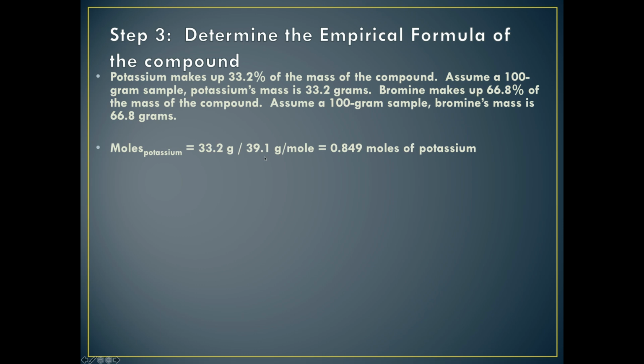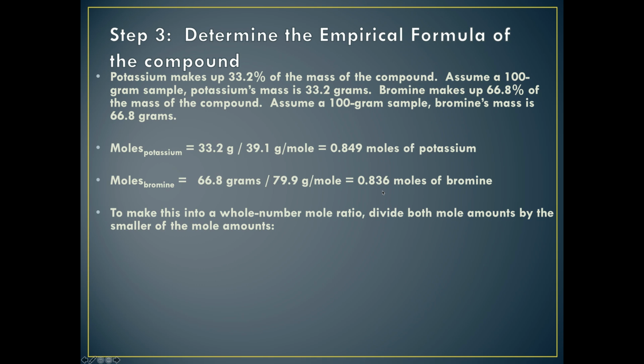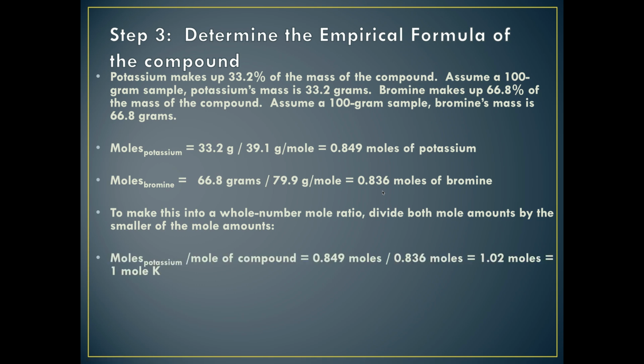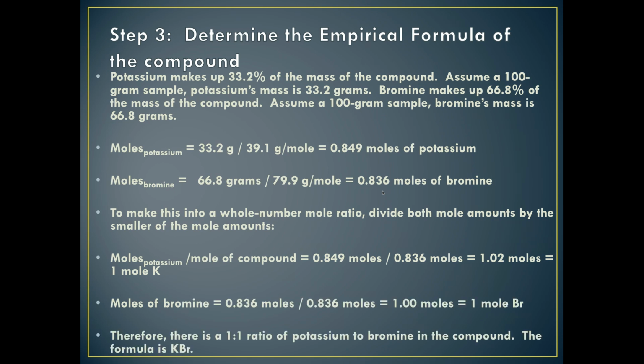And we divide it by the atomic mass of potassium, and this gives us the number of moles of potassium. To find the moles of bromine, we simply take the mass of bromine and divide it by the formula mass of bromine, and that will give us the moles of bromine. And that gives us a mole ratio. To find the mole ratio, we just divide them both by whichever one is smaller, and we come out to a 1-to-1 ratio. So our formula is KBr.